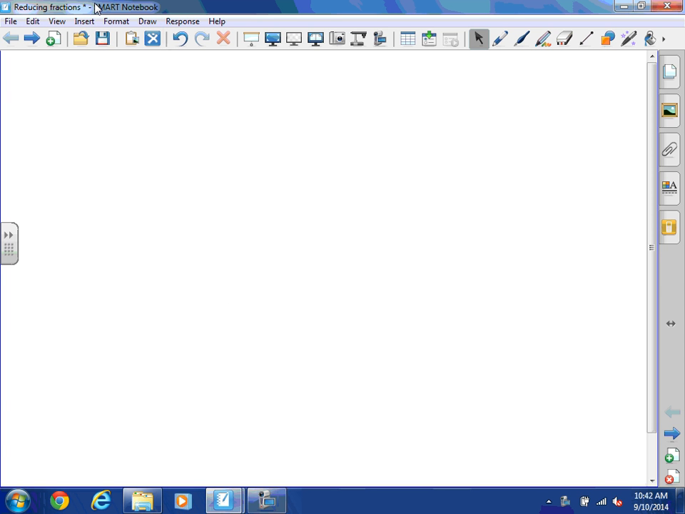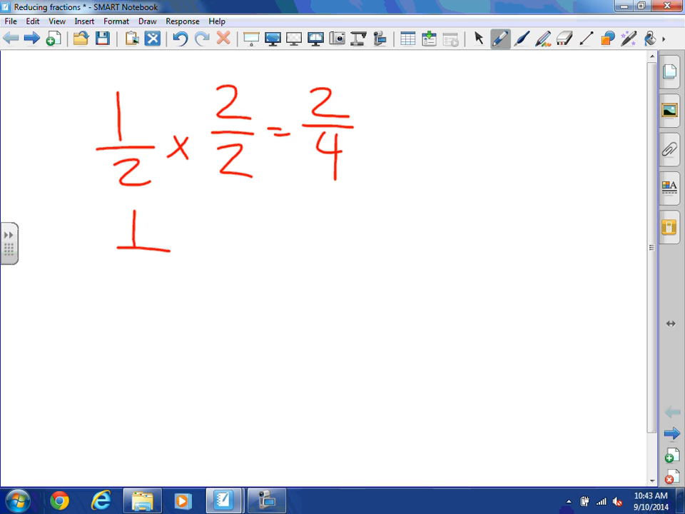Try that again. If I give you a fraction such as 1/2, I can take that fraction and rewrite it by multiplying it by another fraction that has the same numerator and denominator. So this means that 1/2 is equal to 2/4.